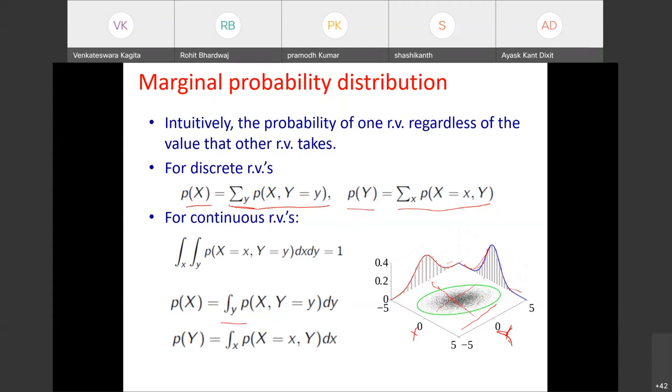Yeah. Have you got it? Yes, sir. Yes, sir. I've got it now. Okay. Sir, any example of marginal probability?